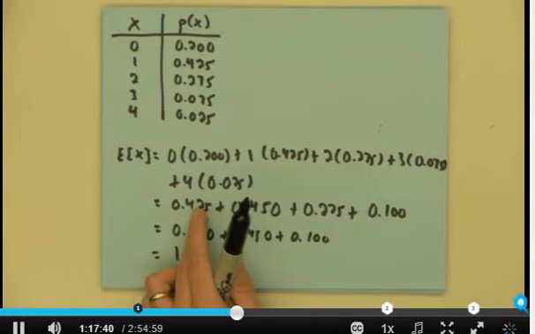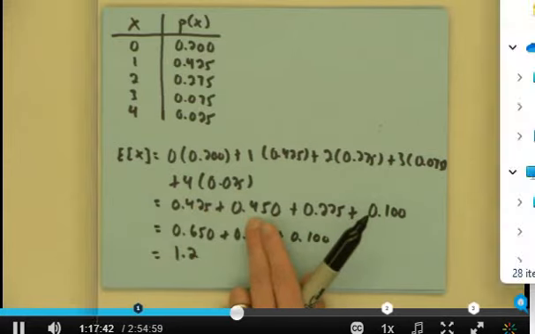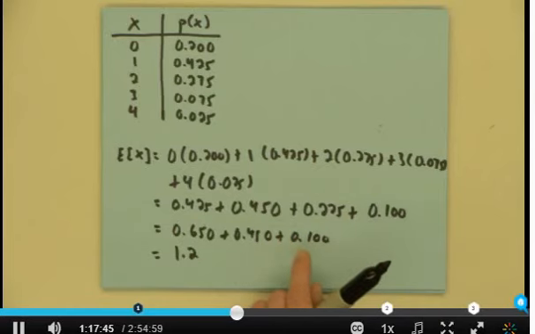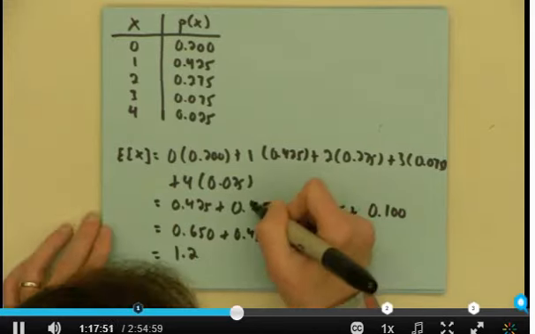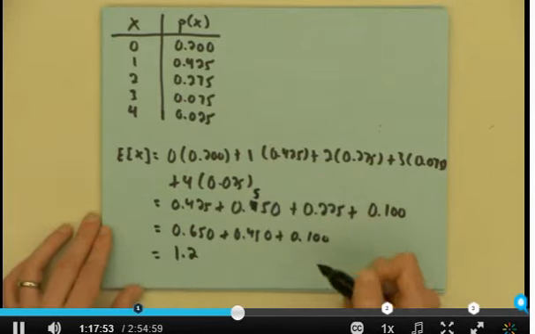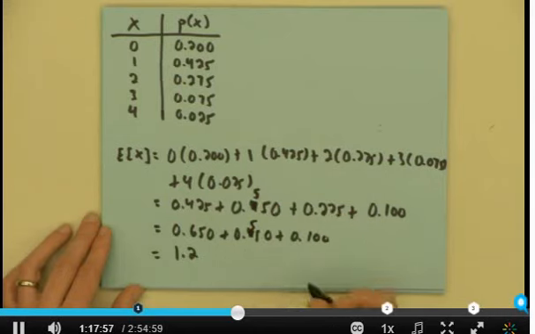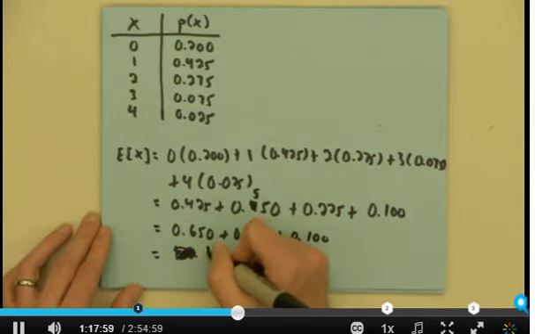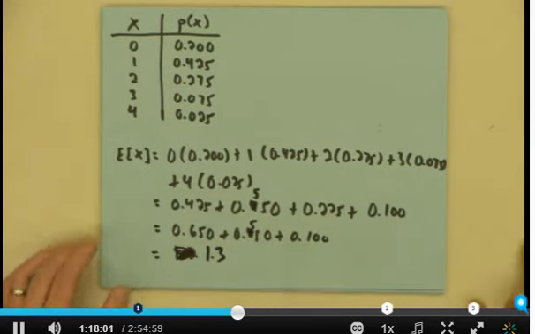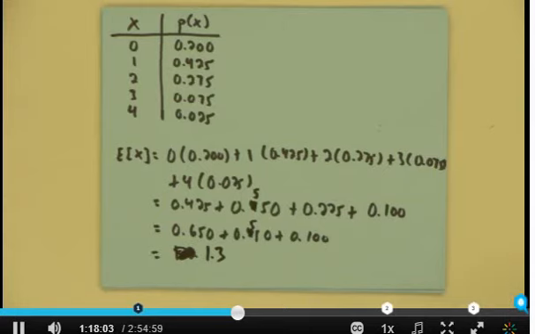So 1 times 4.25, 2 times 0.275. Yep, there's my mistake. That's a 550, not 450, instead of 550, and instead of 1.3. And that matches what I have in the slides. So another word of warning, don't do it in your head. Okay. So 1.3 is the expected value.